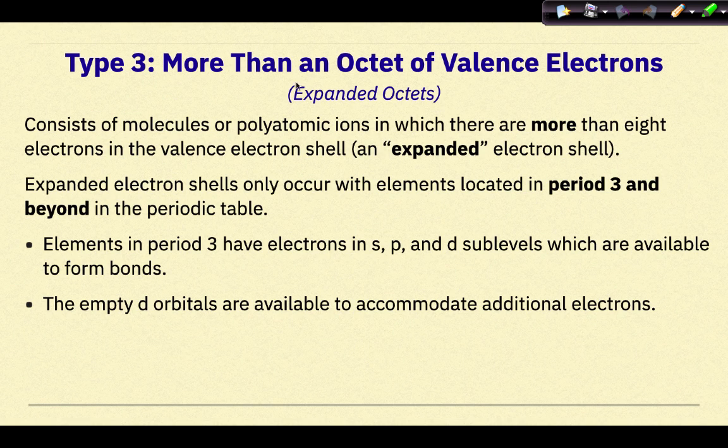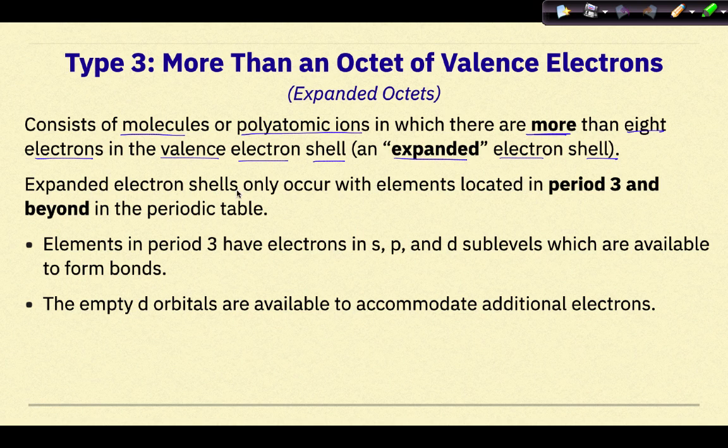Type 3, more than an octet of valence electrons. And this is the most common type of exception to the octet rule that we see. This is known as expanded octets. Type 3 consists of molecules or polyatomic ions in which there are more than 8 electrons in the valence electron shell. This is also known as an expanded electron shell.